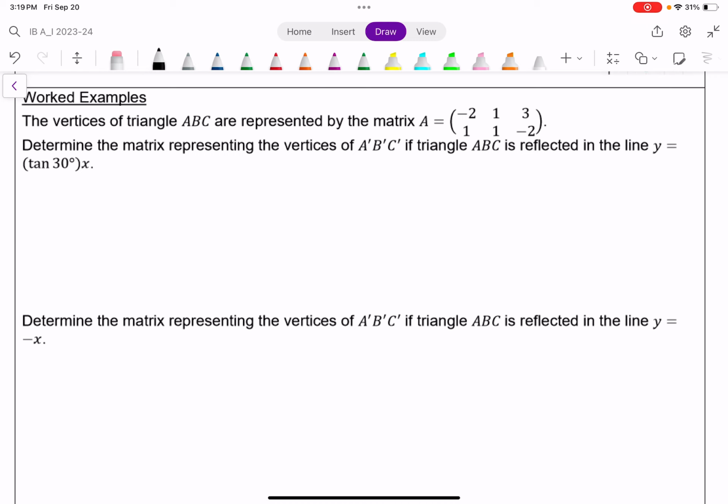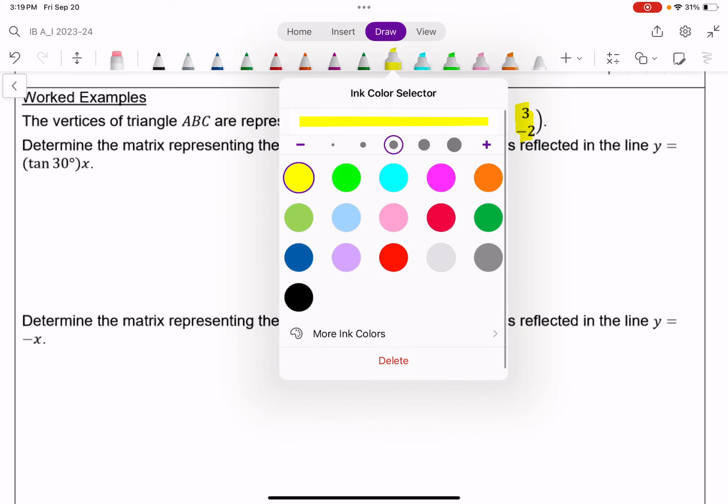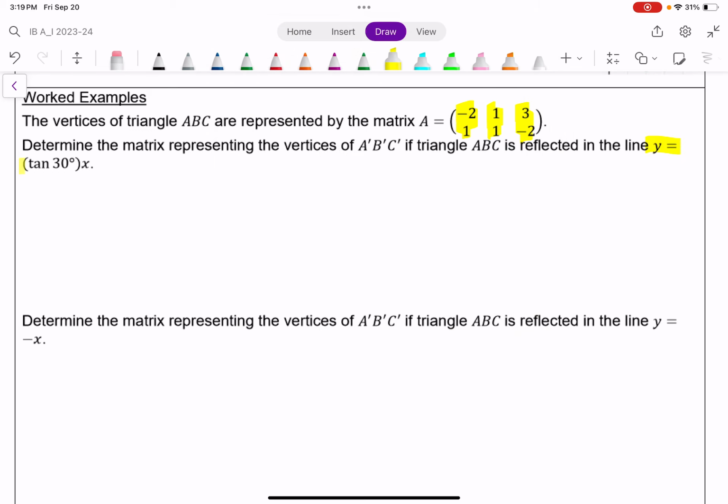And so what's familiar is that these columns here represent points to the vertices of some triangle. But I want to think about what will the image be of this triangle after it's reflected in the line y equals tan 30 of x. So first, a bit of a weird way potentially of showing a line. The key part is really the 30 degrees.